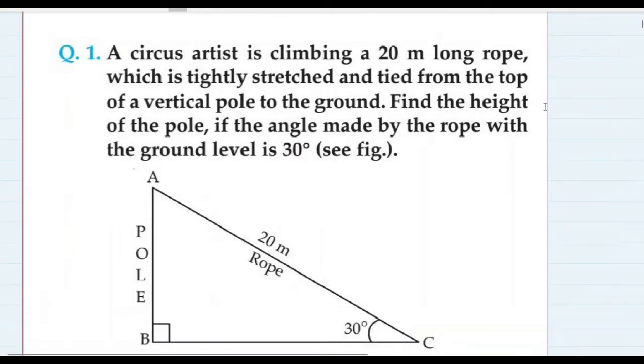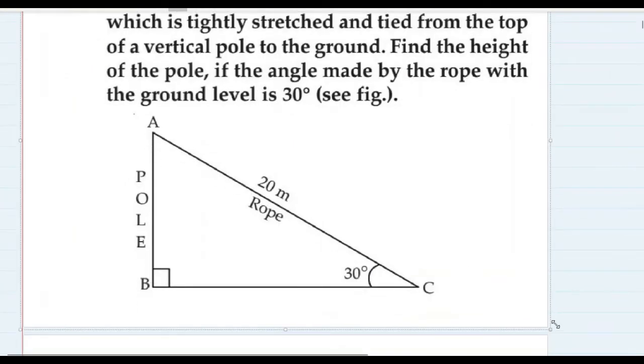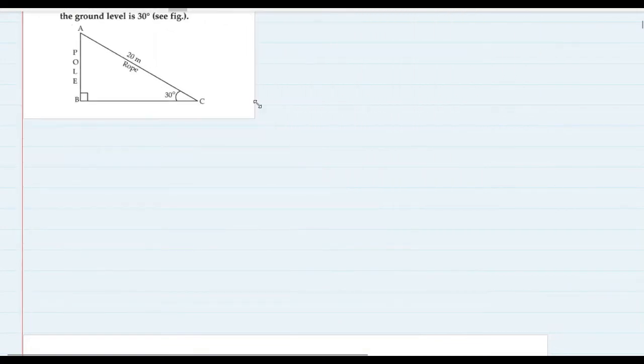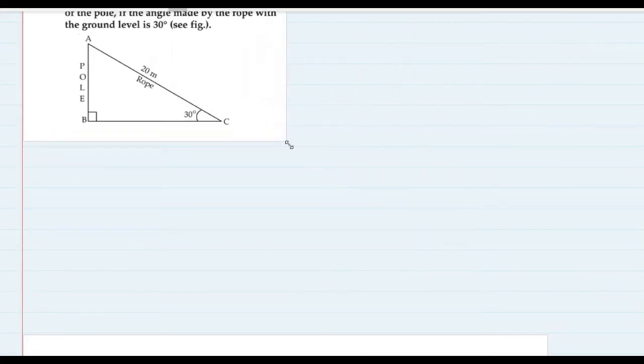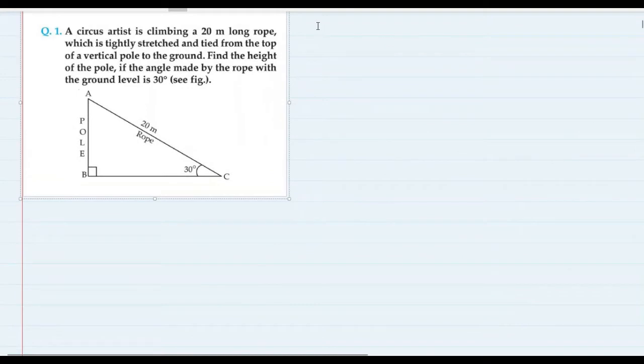So don't think that this is not in my syllabus. This is absolutely the same chapter in both the education boards, so don't worry about it. Let's start with the chapter. It's a very interesting chapter, very easy chapter actually. If you know a little bit of trigonometry, the basics of trigonometry, then you can easily do this chapter.